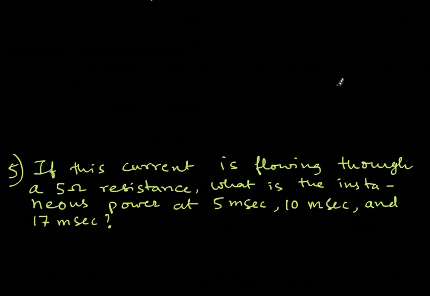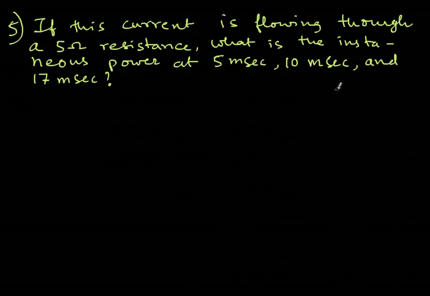So let's finally go to the last question. If this current is flowing through a 5 ohm resistance, what is the instantaneous power at 5 millisecond, 10 millisecond and 17 millisecond? So resistance is 5 ohm. Basically this is the 5 ohm resistance and our current i of t is flowing through this. So what is the power?